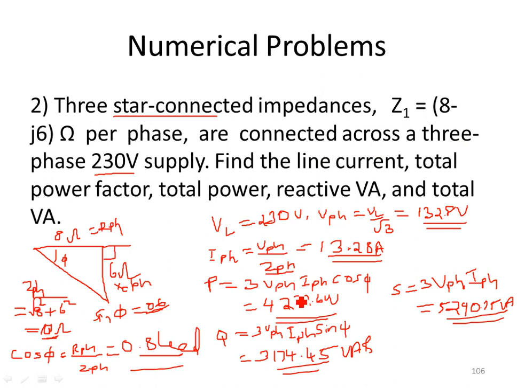Now you need to find active power, reactive power and apparent power. Active power is 3 times V phase, I phase, cos phi. V phase is 132.8, I phase is 13.28 ampere, cos phi is 0.8. Power is 4232.6 watt. Reactive power is 3 times V phase, I phase, sin phi. From the impedance triangle, sin phi is X by Z phase, that is 6 by 10, that is 0.6. So reactive power is 3174.45 volt ampere reactive. Apparent power is 3 times V phase I phase, that is 5290.75 volt ampere.